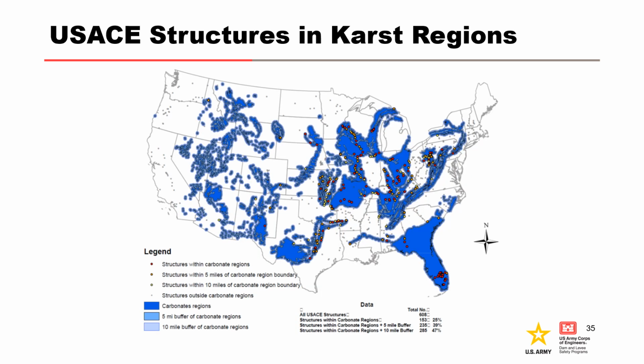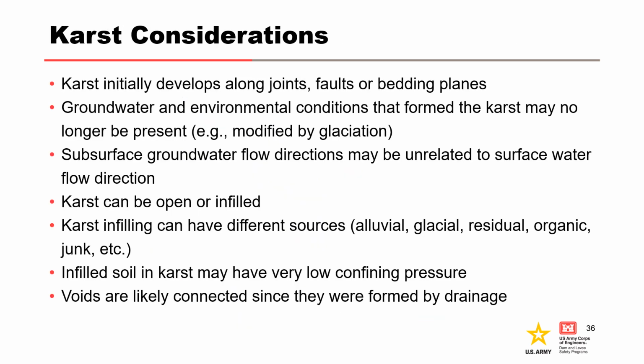Here's a map of USACE structures that are located within karst regions. 25% of USACE structures are mapped in carbonate regions. Here are some key considerations when evaluating karst. Karst initially develops along joints, faults, or bedding planes. Groundwater and environmental conditions that formed the karst may no longer be present, and subsurface groundwater flow directions may be unrelated to surface water flow direction.